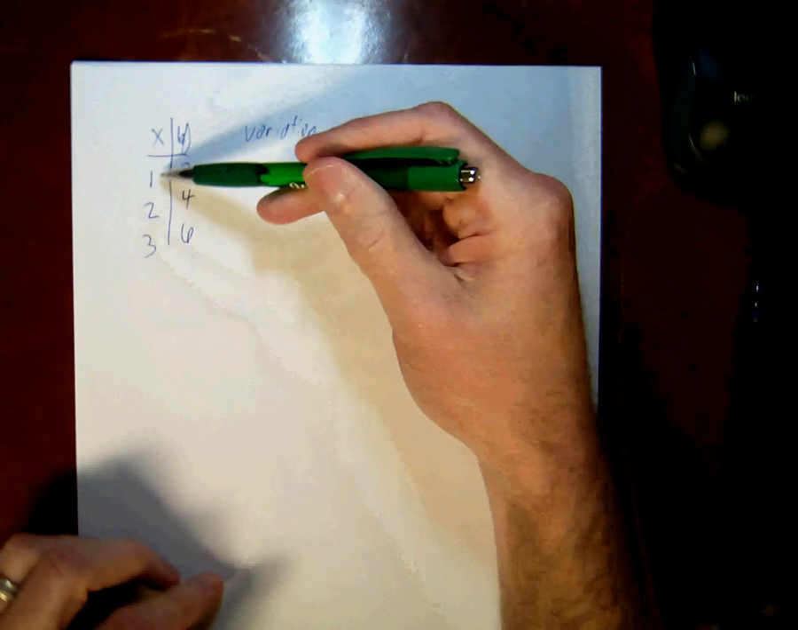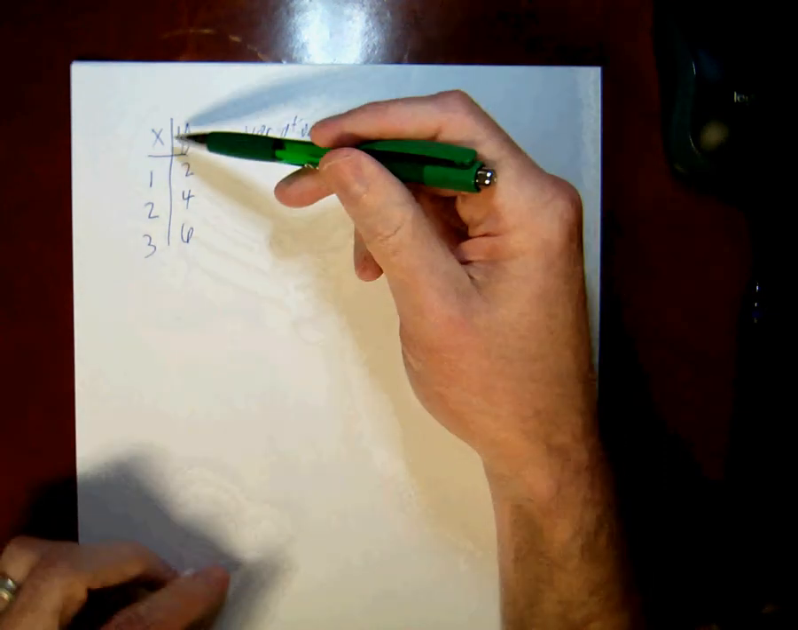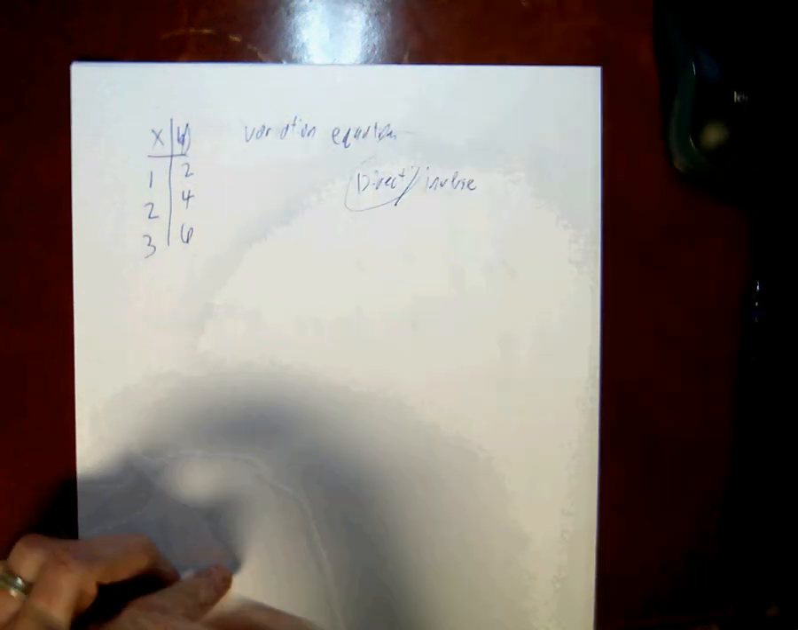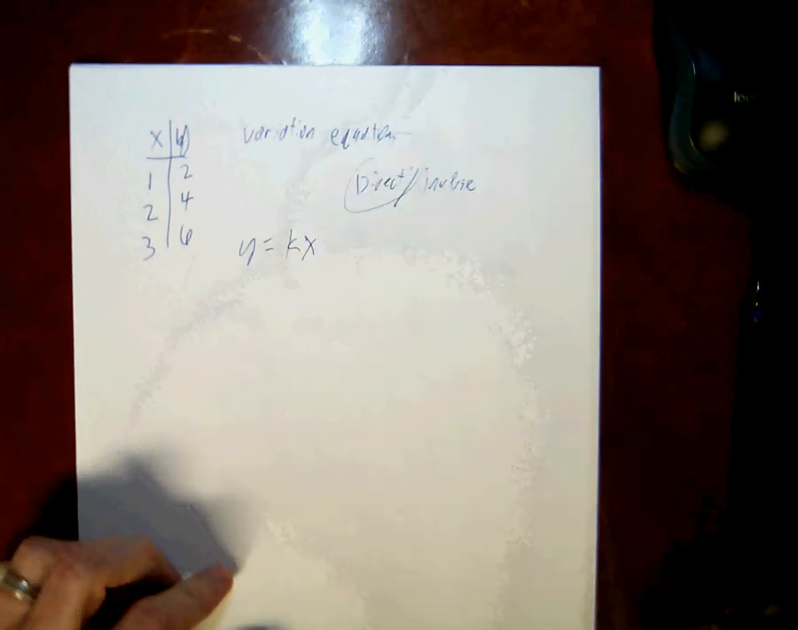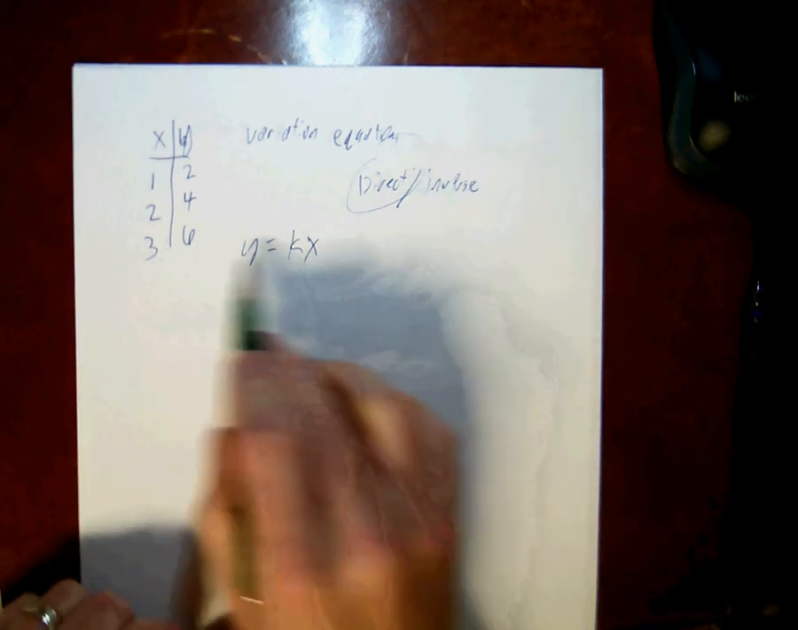First, if you notice, this is increasing and this is increasing. Since x and y are both increasing, I know this is going to be direct. And if it's direct, I know it's going to be y is equal to k times x. Now my job is to figure out what k is. To figure out what k is, I need to pick a value.